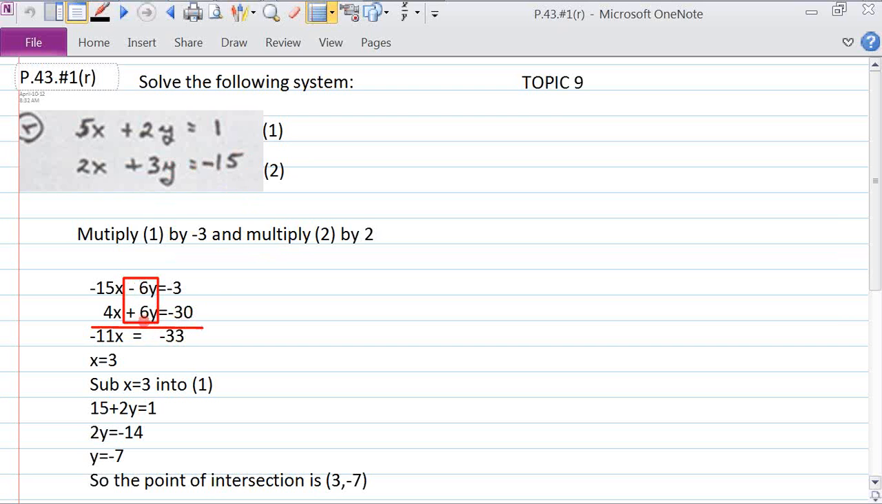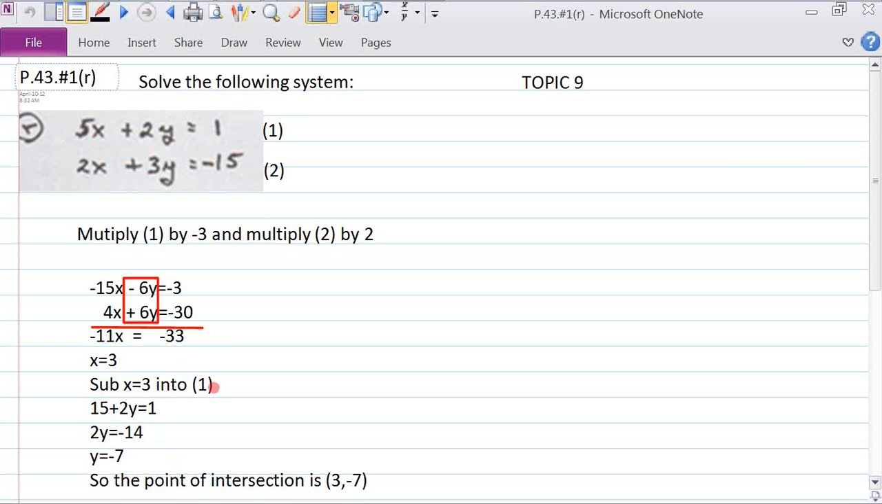So when I add this, I line this up. When I add these up, the y terms come out to be 0. -15x plus 4x is -11x. And -3 and -30 is -33. So if -11x equals -33, then 11x equals 33, and x is 3. So I now have the x value for the point of intersection. I substitute x equal to 3 into equation 1, and then solve for y.